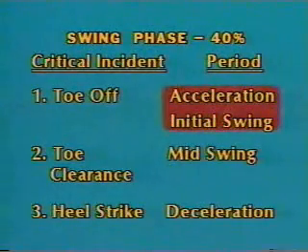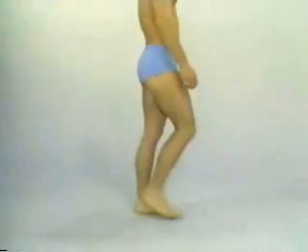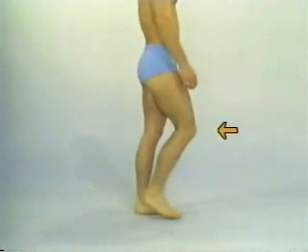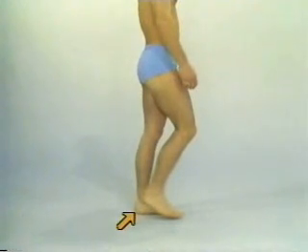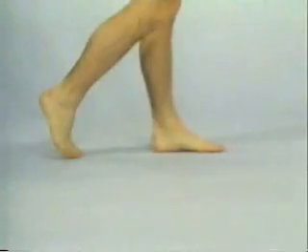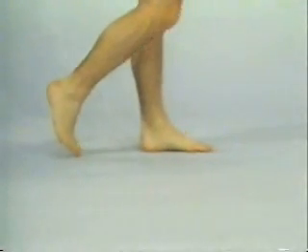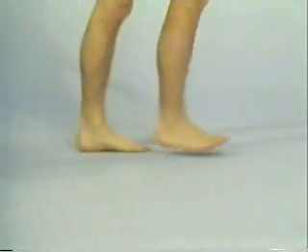Acceleration or initial swing. Just prior to toe off, the iliopsoas muscle contracts to propel the leg forward by flexing the hip. This also results in knee flexion, which raises the leg, enabling the foot to clear the ground. The foot and ankle dorsiflexors also contract to give further clearance from the ground.